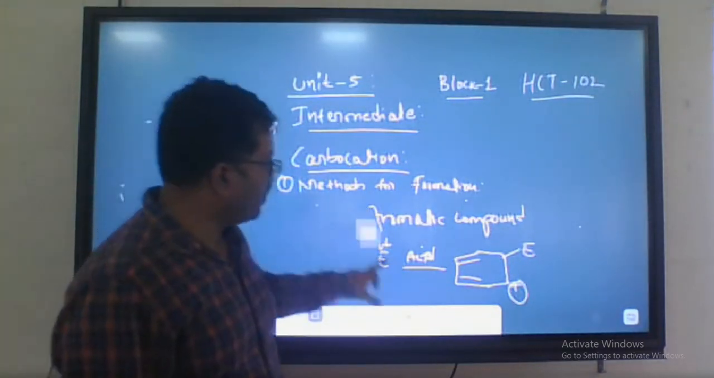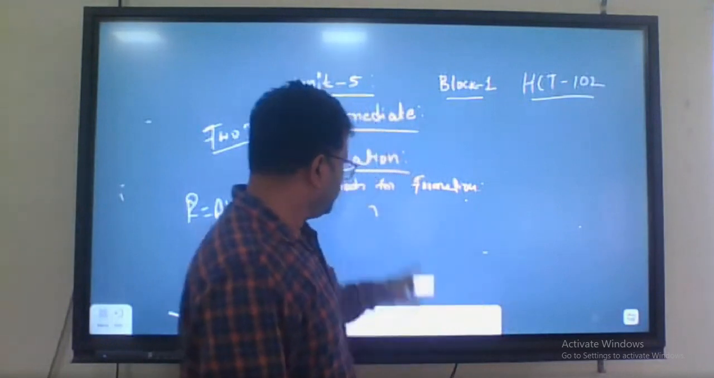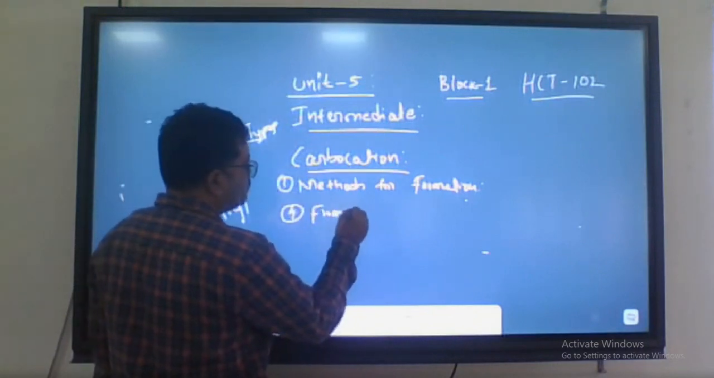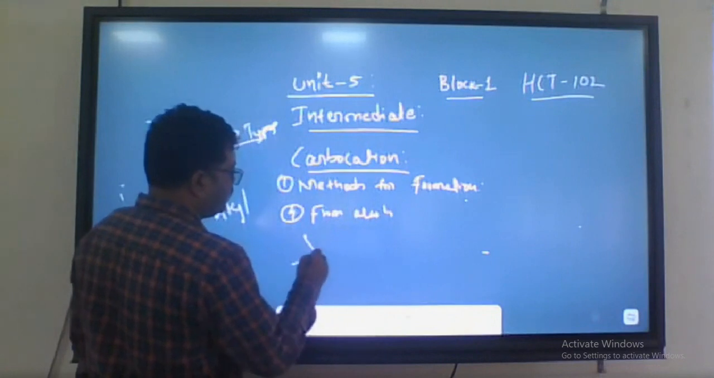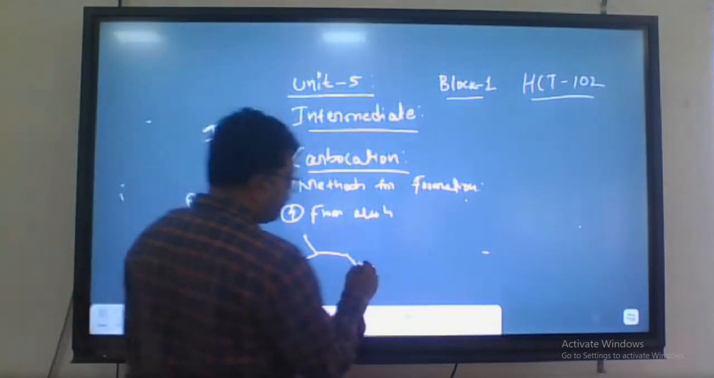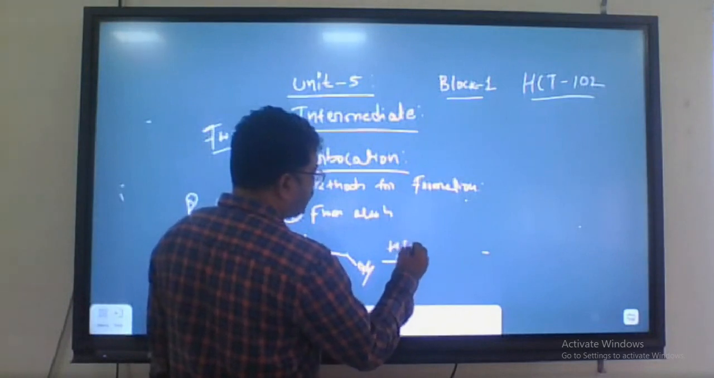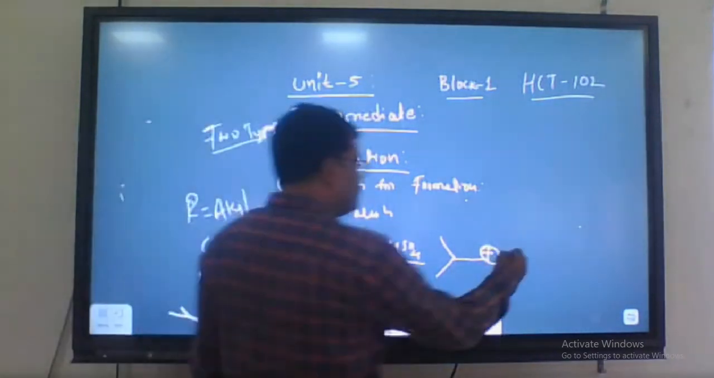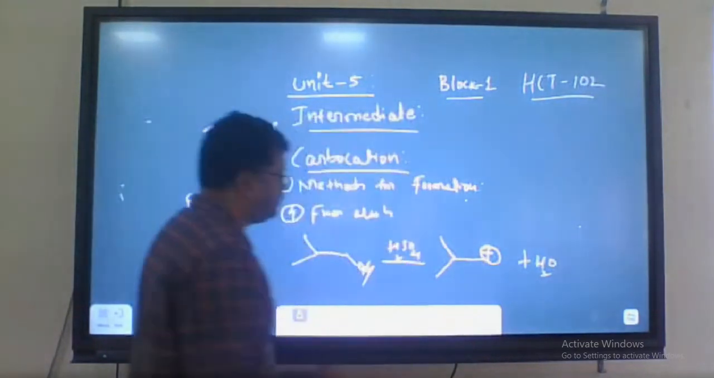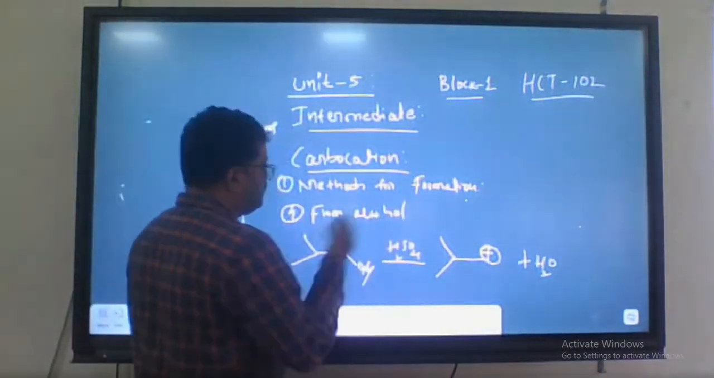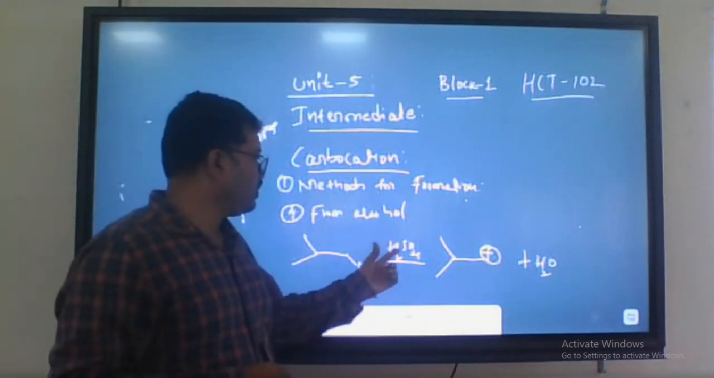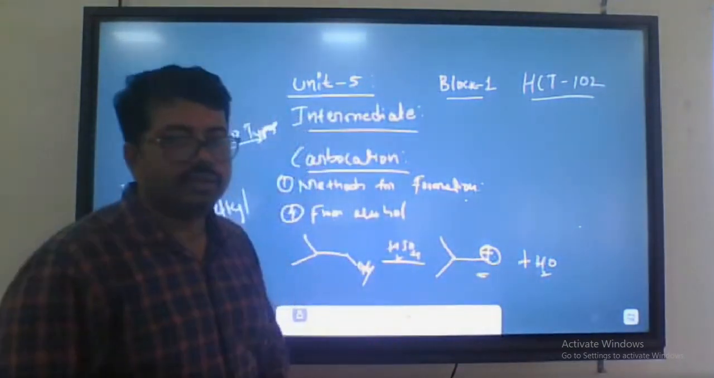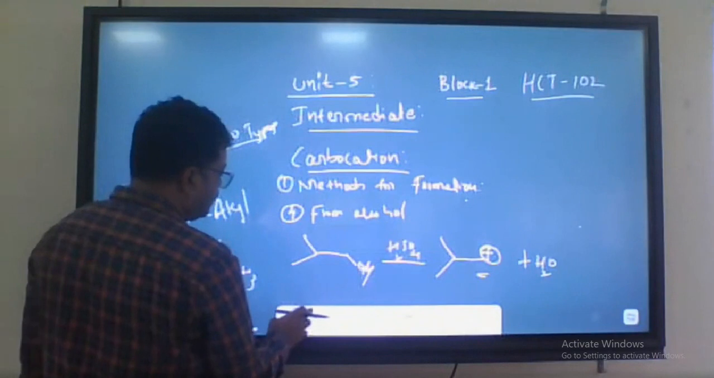So many methods are there. Fourth, from alcohol. Alcohol, in the presence of acid, elimination of water. That is positive charge. From alcohol, methods of formation. This alcohol, and what X, the one eliminated. This generates carbocation. The next is very important.